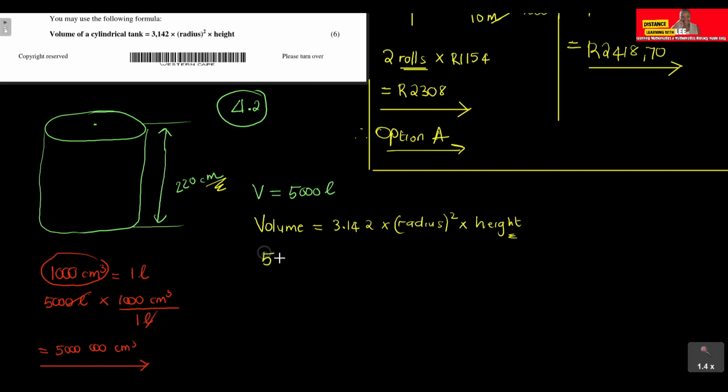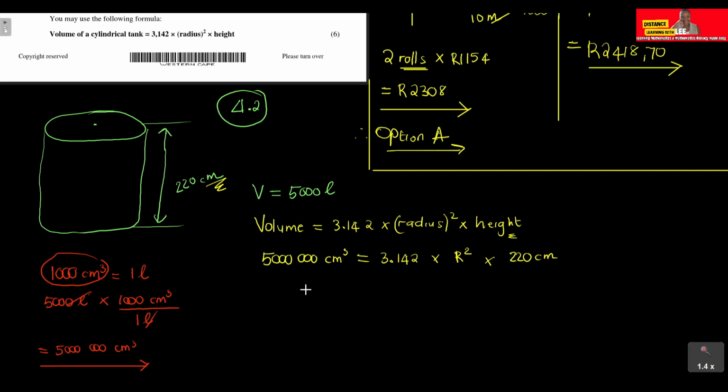It's going to be 5,000,000 centimeters cubed equal to 3.142 multiplied by the radius squared, I'm just going to write it as r squared, multiplied by the height. We already know what the height is, it's 220 centimeters. Okay, then here you're just going to take the 3.142 and multiply by 220.